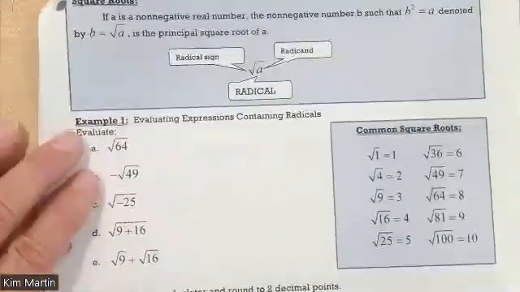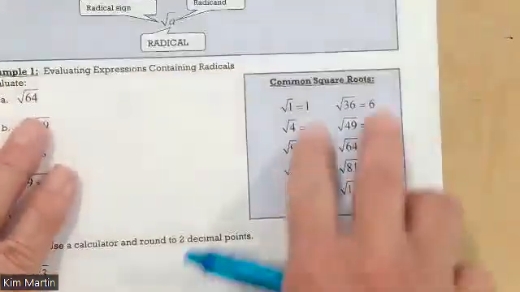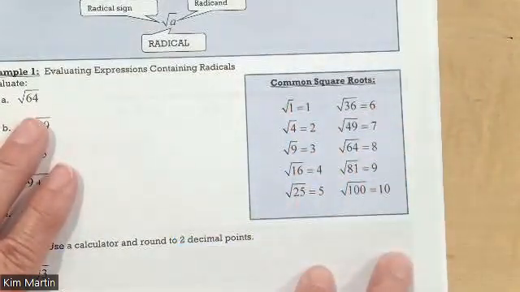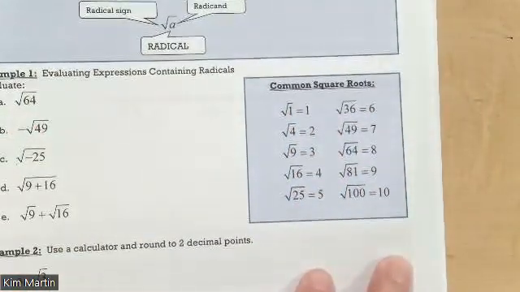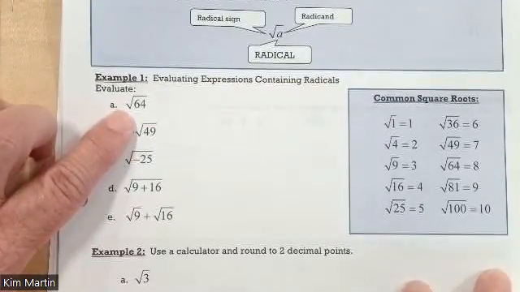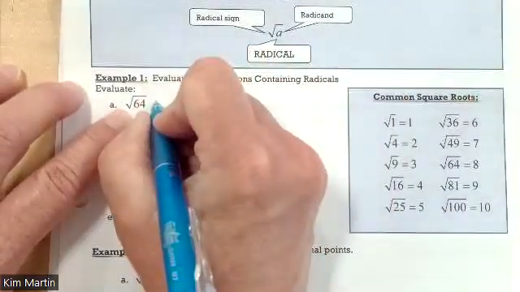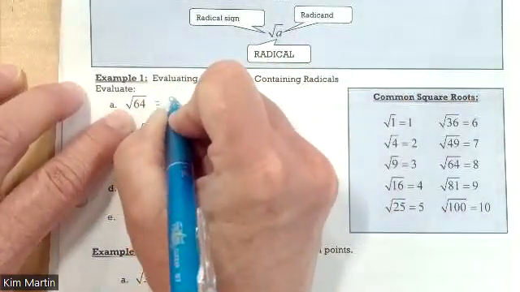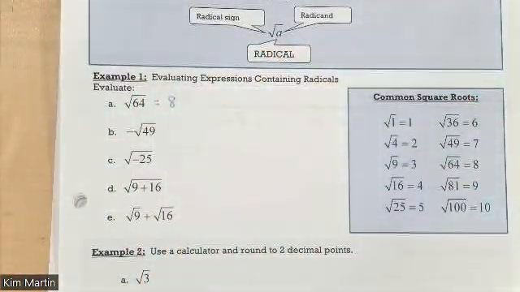All right. Common square roots, you should already know these because we already learned the squares through 15. This is just the opposite. Square roots and squares are opposites. They're inverses of each other. So what number times itself will give us 64? 8. Now, some of you are going to talk about a negative 8.